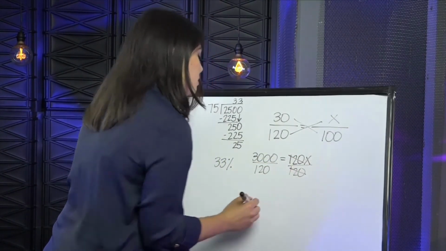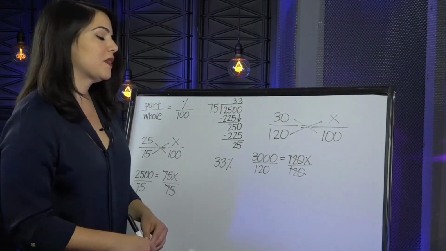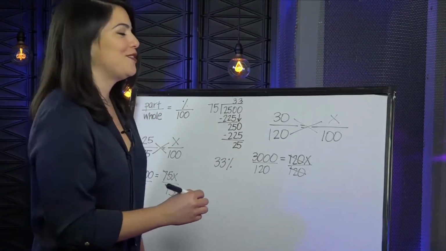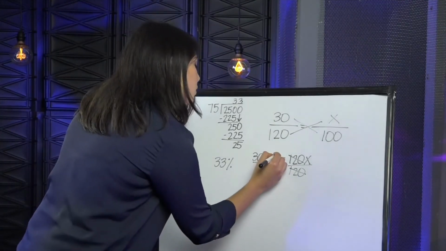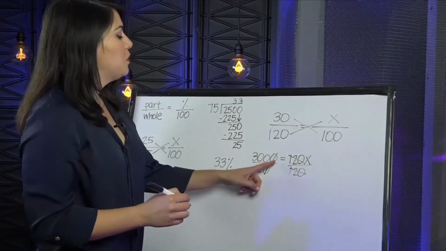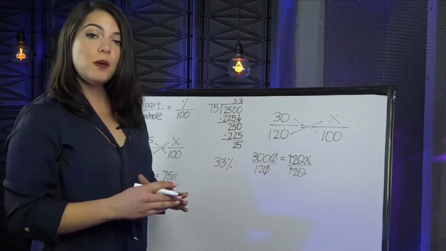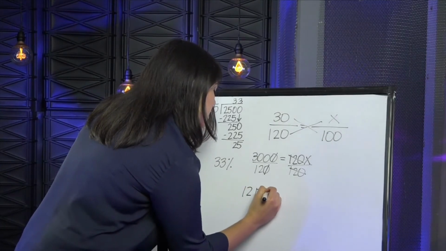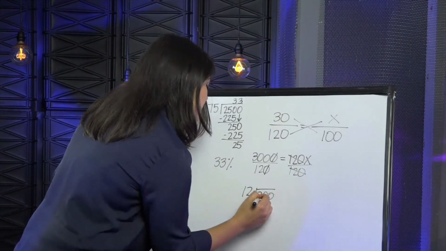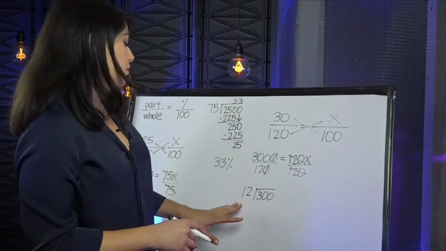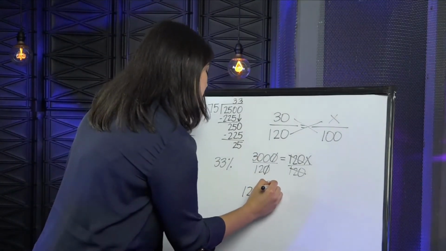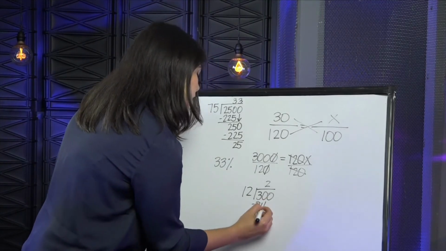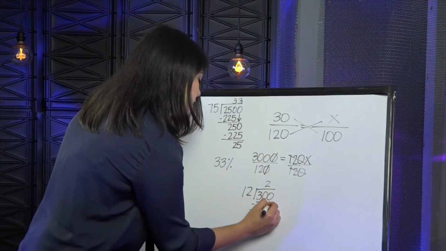120 divided by 120 gives us 1. 3,000 divided by 120 is a little bit different. So we can eliminate a 0 from the top and the bottom so we can use smaller numbers and it's easier to work with. So let's do 300 divided by 12. So 12 goes into 30 2 times. 12 times 2 is 24. 30 minus 24 is 6.